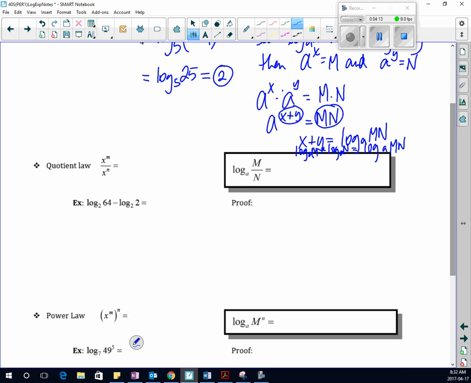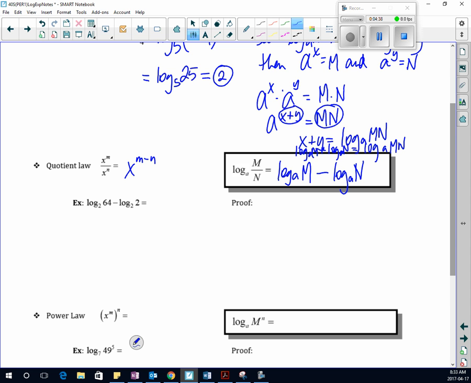Okay, moving on, the quotient law. What was the quotient law of exponents? Yeah, you subtract, so you get x to the power m minus n. Does everybody agree? So same thing goes here. If you have a logarithm of a quotient, you can separate it by writing it as individual logs. The one on top is the positive one. The one on the bottom is the negative one.